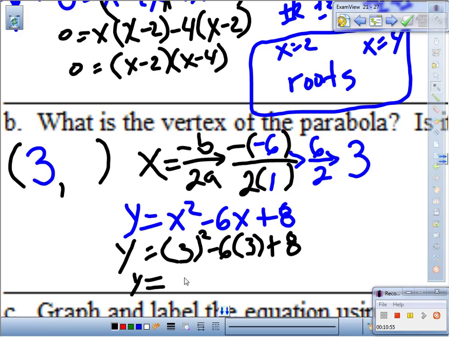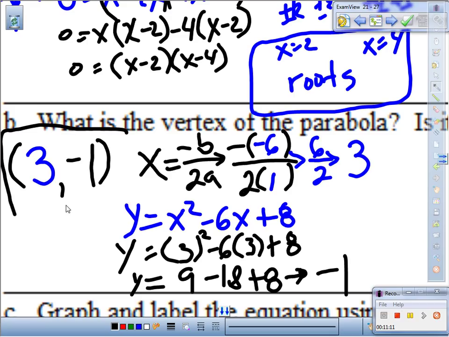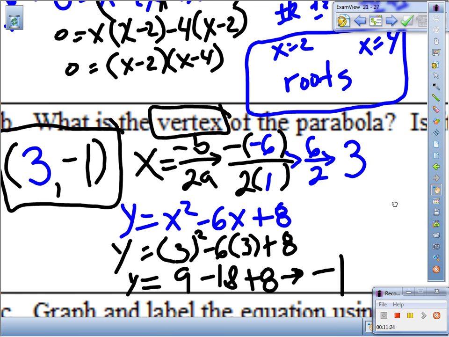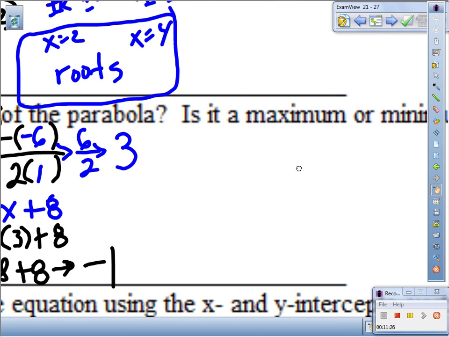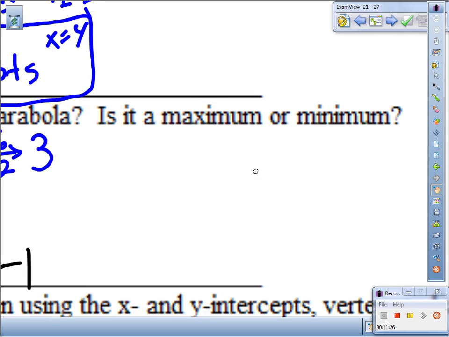So y is equal to 9 minus 18 plus 8. What is 9 minus 18 plus 8, everyone? Negative 1, so that goes right there. And that's my vertex. We're not done there, because look at the following question in part B. Some of you skipped this. Look up. It says, is this a maximum or minimum?